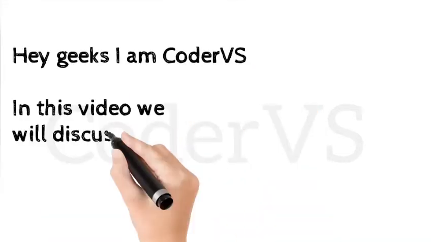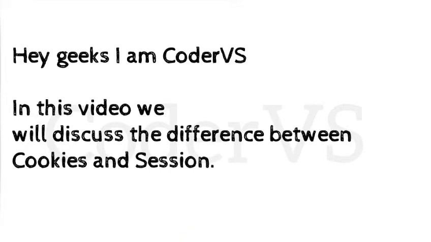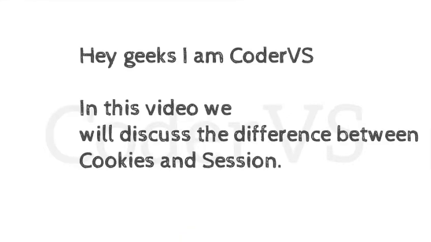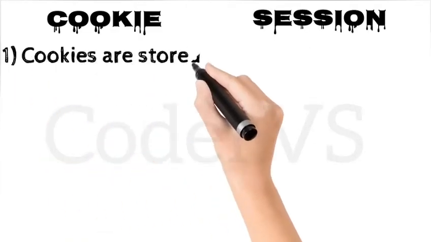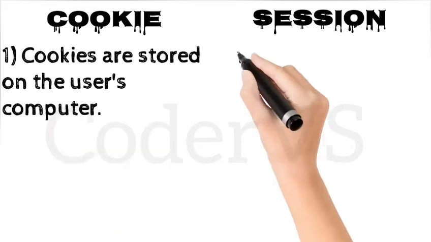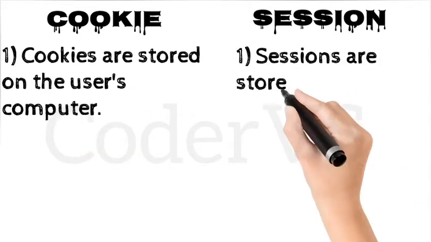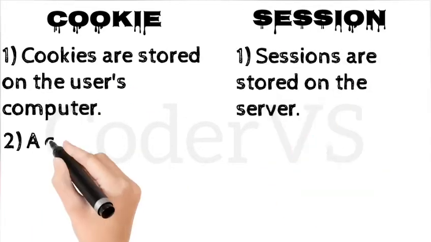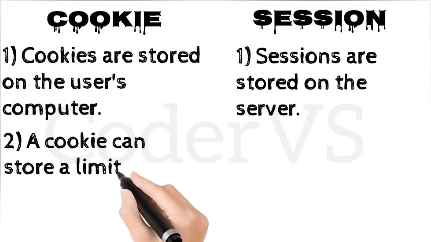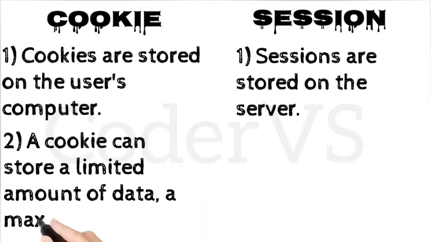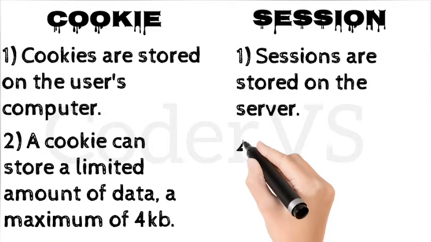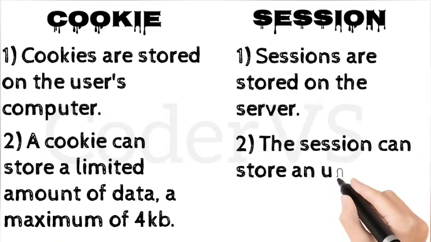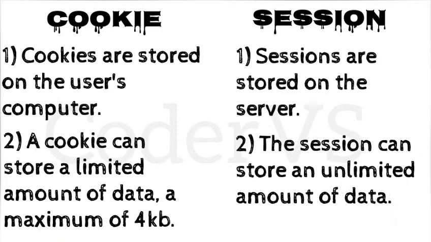In this video we will discuss the difference between cookies and session. Cookies are stored on the user's computer, whereas sessions are stored on the server. User doesn't have access to it. A cookie can store a limited amount of data, a maximum of 4 kilobits, whereas the session can store an unlimited amount of data because it is stored on server.